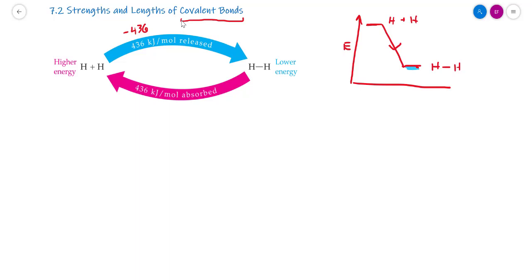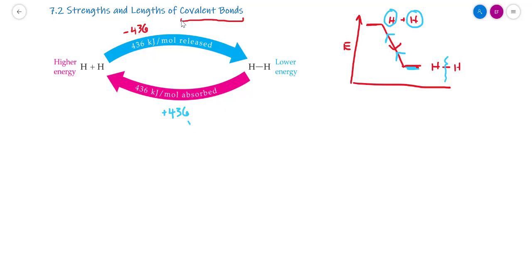So if we want to break that bond, we have to retraverse this energy curve back uphill to separate these atoms from the original bond. And it's going to take exactly equal and opposite energy that you released to affect that process, in which case you have to put in 436 kilojoules per mole to get this to break.